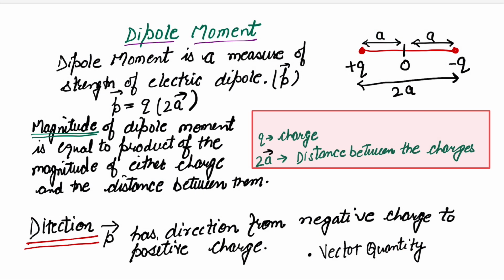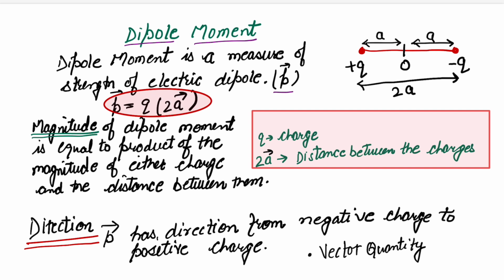Next topic is about the dipole moment. Dipole moment is a measure of the strength of the electric dipole. It is represented as P. P is equal to q into 2a.